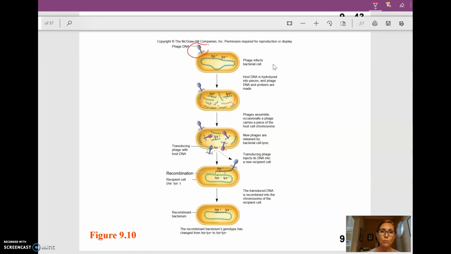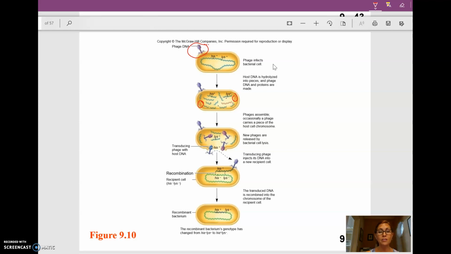The phage particle, the phage virus, infects the cell, injecting its DNA. And over here, they're showing that this particular bacterial DNA has genes to incorporate histidine and lysine. Then the expression of the viral DNA, which is the red stuff here, and the replication of the viral DNA causes the destruction of the host DNA.